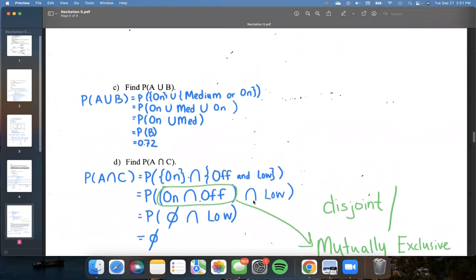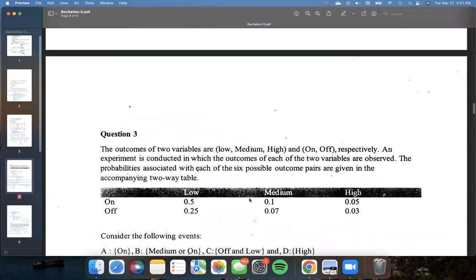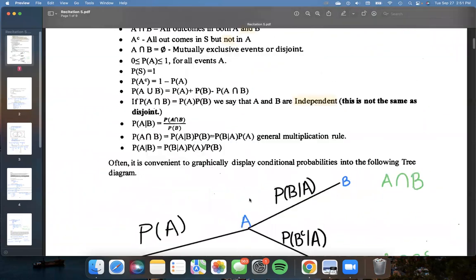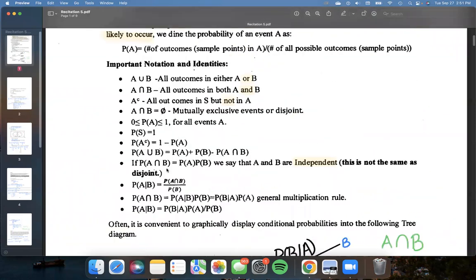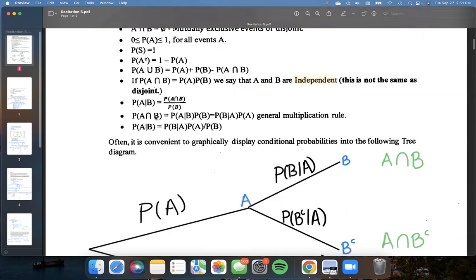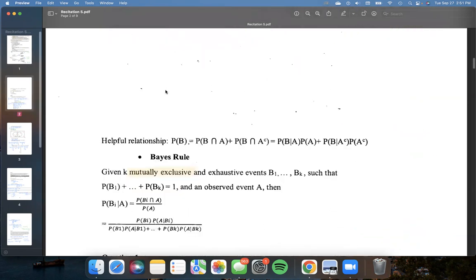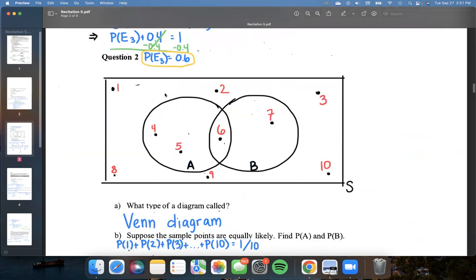And if you're trying to find the property, where is it? Oh yeah, here, mutually exclusive events are disjoint. So that's here in our list of properties in case you couldn't find it. So here, off intersect with on is the empty set. Okay.